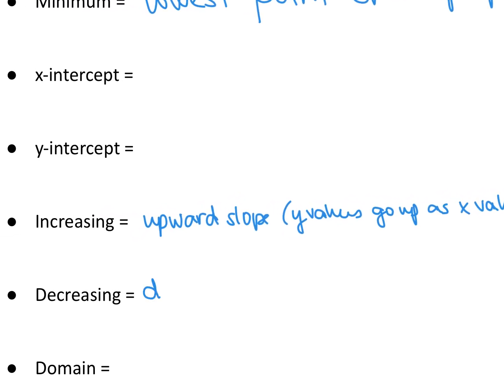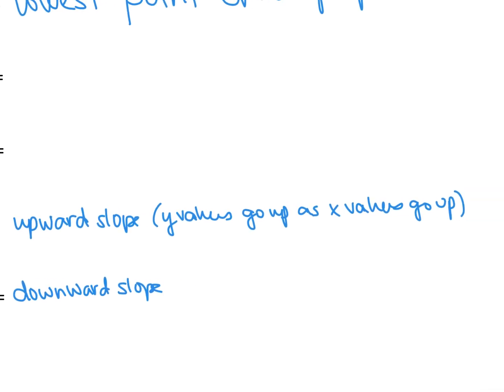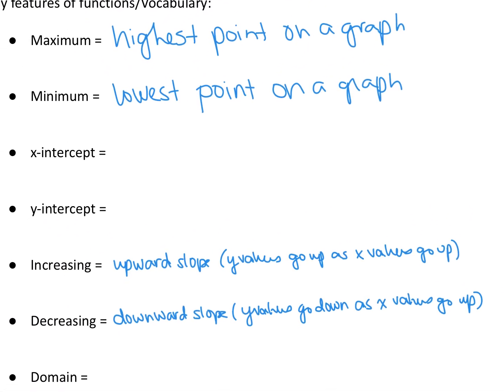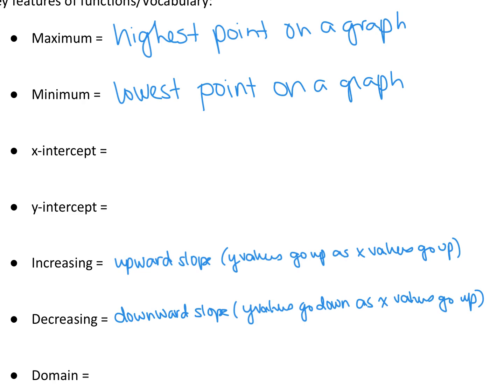Okay, and then decreasing was a downward slope. That's when we were emptying the pool with the hose. Okay, and that was when the y values go down as x values go up. Okay, so those are the 5 that we've identified so far. Okay, let's go back to our graph and see if we can fill in some of these others.